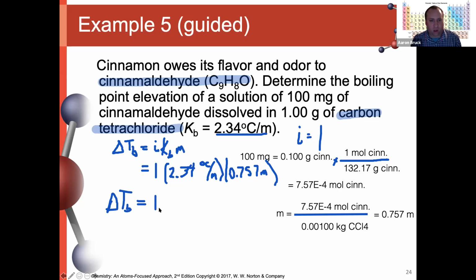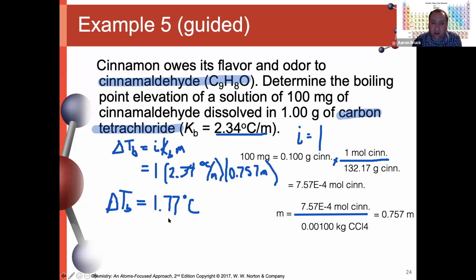I'm going to get a 1.77 degree Celsius boost in boiling point. So, important thing to note and remember here, this is not the new boiling point of the carbon tetrachloride solution. This is how much higher the boiling point is compared to pure carbon tetrachloride.